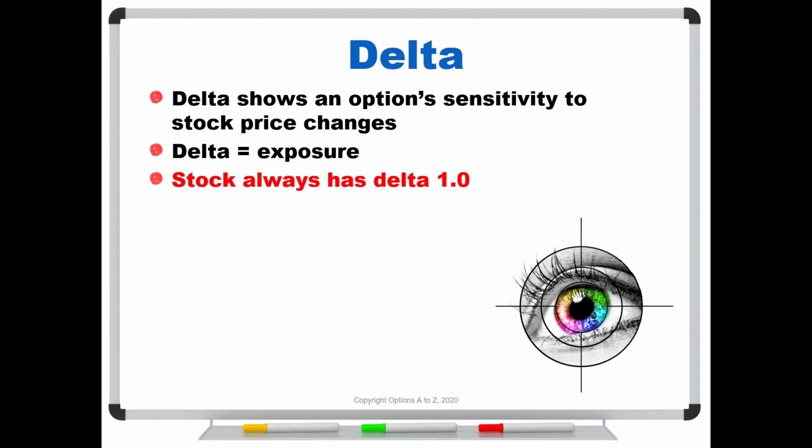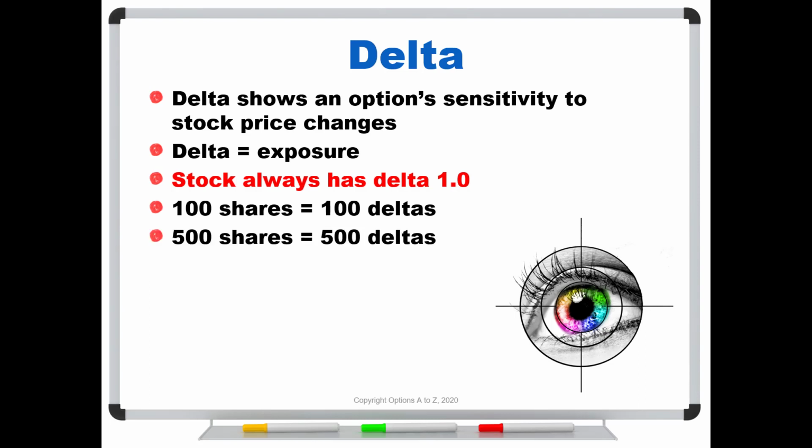Now, it turns out that stock always has a delta of one, and that's what makes stock easy to deal with, at least in terms of calculating profits and losses. So if you have 100 shares of stock, you've got 100 deltas. If you've got 500 shares, you have 500 deltas. The number of shares that you have compared to your deltas is always in a 1-to-1 ratio if you're dealing with shares of stock.